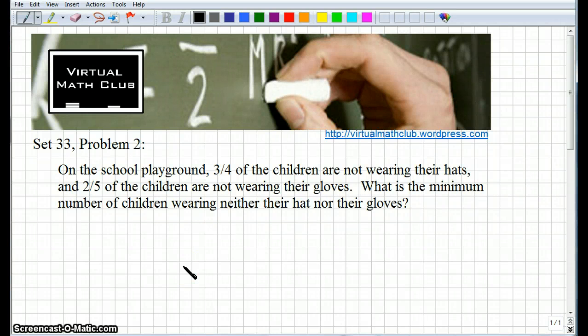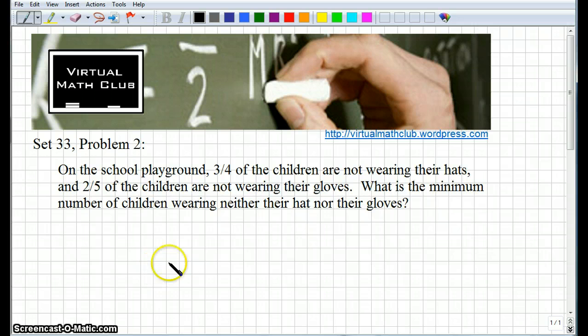Alright, problem number 2. On the playground, 3/4 of the children are not wearing their hats, and 2/5 of the children are not wearing their gloves. What is the minimum number of children wearing neither their hats nor their gloves?